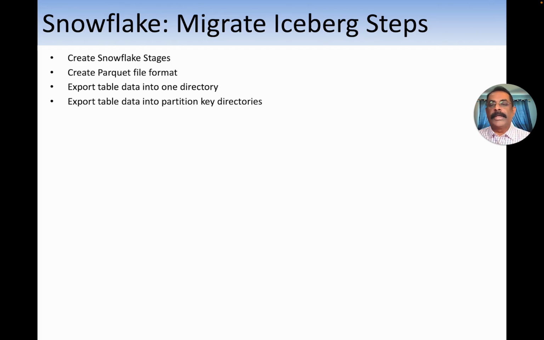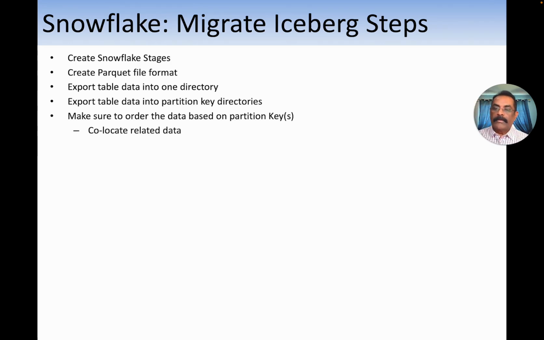The same table in one directory, and the same table in partition key directories. That way you will have experience building a partitioned Iceberg table based on one directory versus an Iceberg table based on multiple directories. Okay. Then of course make sure to order the data based on partition keys, and that way it co-locates related data. Then from Spark, create a Spark session, and then use a Hadoop catalog.